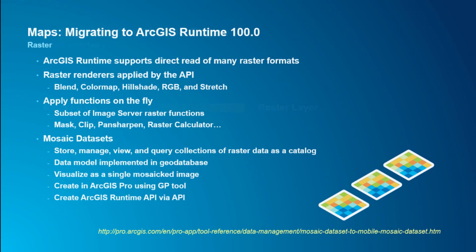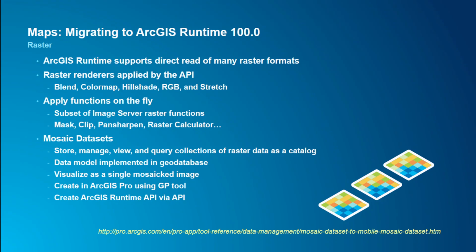Let's talk about raster data as well. So the promoted workflow for raster data within the ArcGIS Runtime 100 is direct read of raster data. So essentially equivalent functionality between ArcGIS Engine and ArcGIS Runtime 100 there, the ability to connect to and directly read multiple raster formats. The ArcGIS Runtime API has a number of raster renderers that can be applied by the API, such as a blend renderer or color map, hillshade, for example.